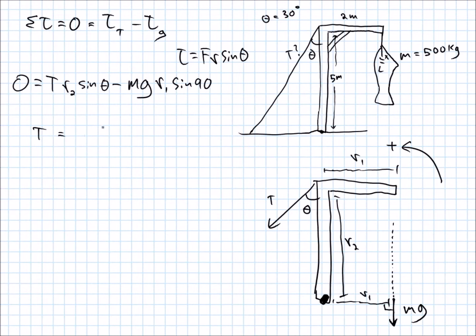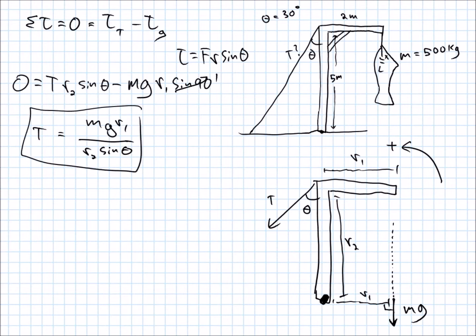T equals mg r1. Sine of 90 is just 1, right? Divided by r2 sine of theta. All right, so you can plug the numbers in there and we'll figure out what the tension is in this rope. So actually a pretty quick problem.